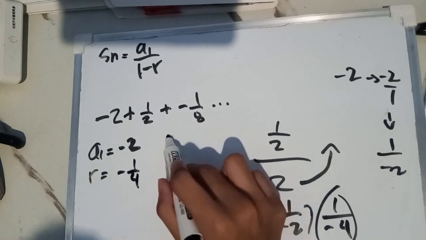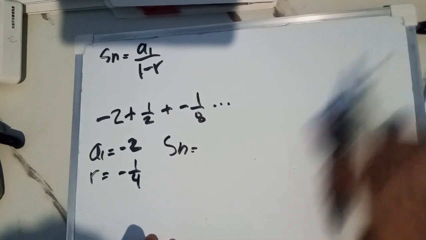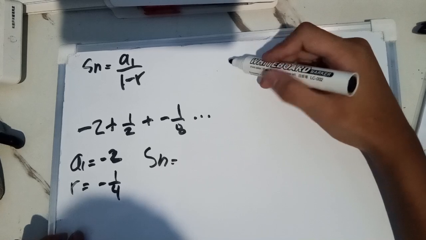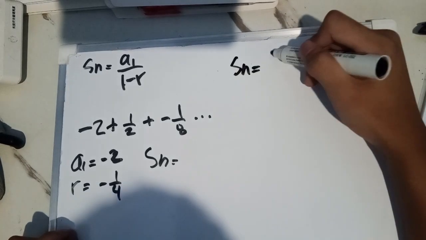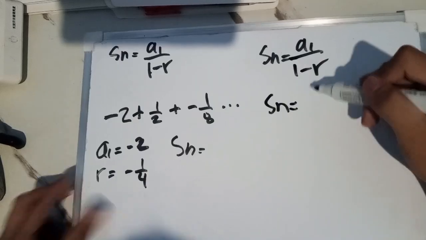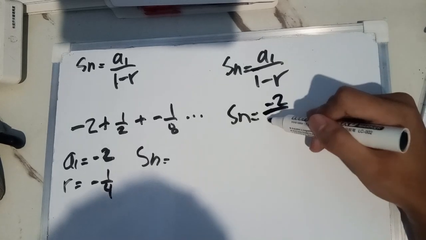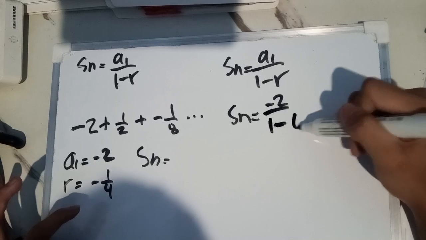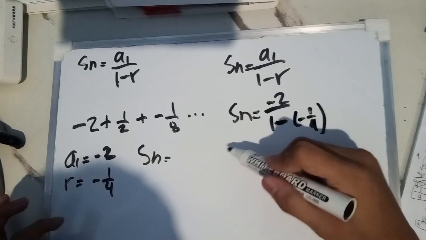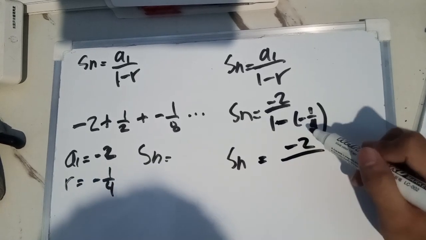So, given this, pwede natin kunin si series. So, Sn is equal to A1 over 1 minus r. A1 natin is negative 2. Okay. Over 1 minus common ratio, that is negative 1/4. Okay. So, unahin natin si denominator, negative 2 over 1 minus negative 1/4.